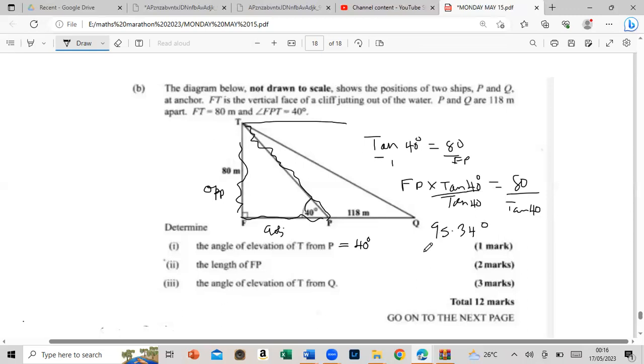So again, this is 95.34. What I want now is the angle of elevation of T from Q. So it's this angle right here. That's the angle I want. Could I find it without more calculation? I would at least need to find this length too.